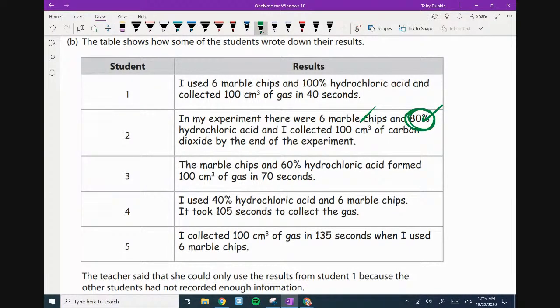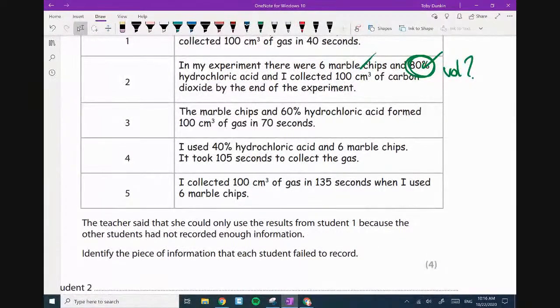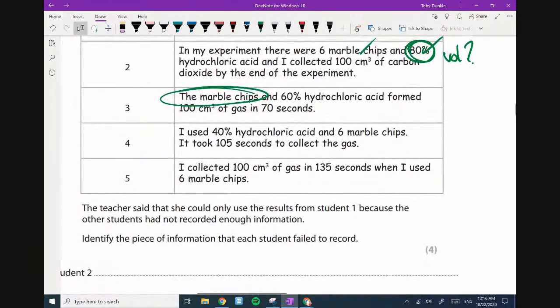We've got concentration. Where's the volume? No volume for number 2. The marble chips in 6 formed 100. They haven't counted the number of marble chips. I used 40% hydrochloric and 6 marble chips. They haven't done the volume again. Oh, hang on a minute. It took to collect gas.